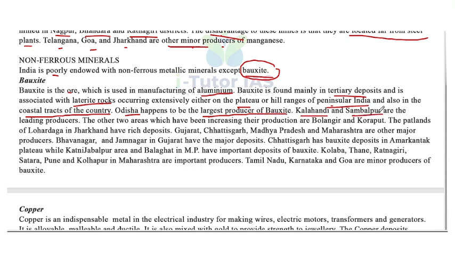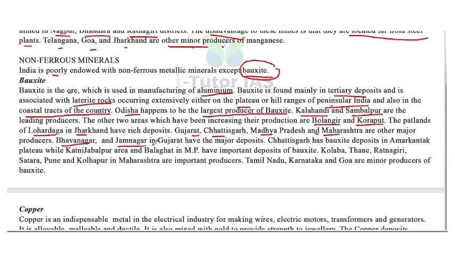Kalahandi and Sambalpur are the leading producers. The other two areas which have been increasing their production are Bolangir and Koraput. The Lohardaga area in Jharkhand has rich deposits. Gujarat, Chhattisgarh, Madhya Pradesh and Maharashtra are other major producers.